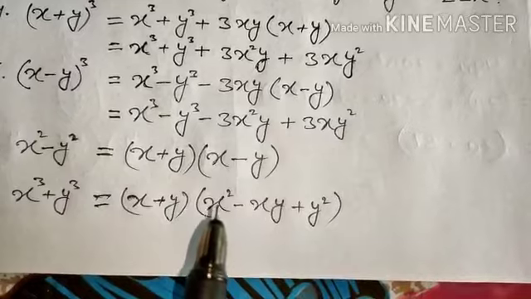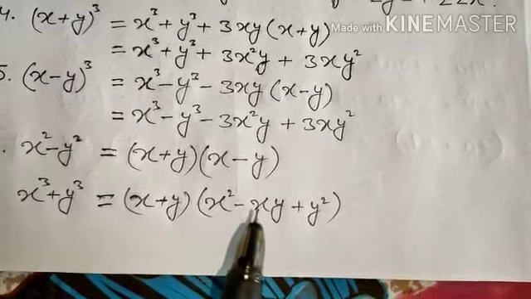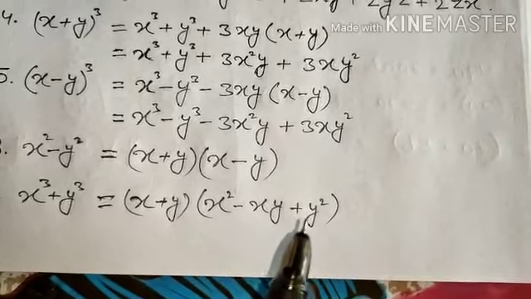The terms are going to be the same: x square, xy, y square. Now you have to take care of the sign. Here one minus will come over here: minus xy and then plus y square.